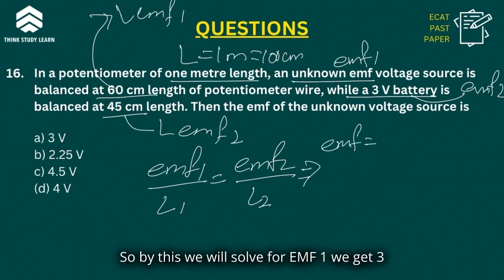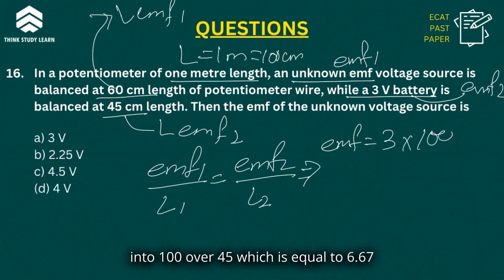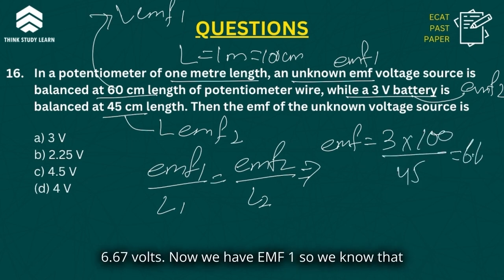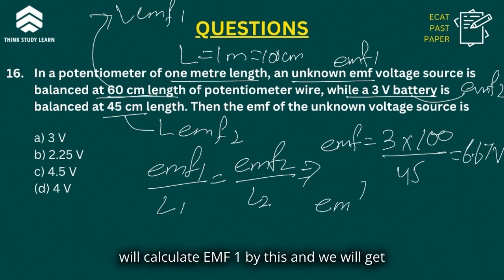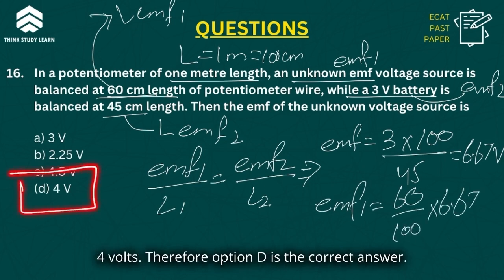We get 3 into 100 over 45, which is equal to 6.67 volts. Now we have EMF1. So we know that the length of EMF1 is 60 centimeter. So we will calculate EMF1 by this and we will get 4 volts. Therefore, option D is the correct answer.